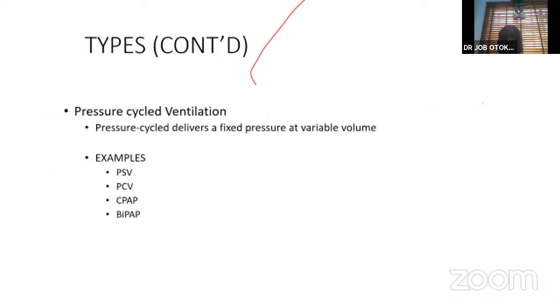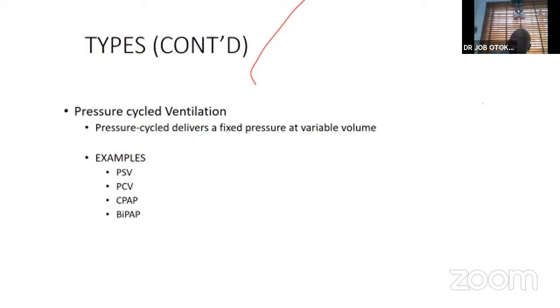Examples of pressure cycle ventilation. What I mean by pressure cycle ventilation is you are setting the pressure. This is the maximum pressure I want the machine to deliver to this patient. The machine delivers just that and does not exceed it. Examples are pressure support ventilation, pressure control ventilation, CPAP, and bi-level positive airway pressure. They're all forms of pressure cycle. What you set is just the pressure, and the machine delivers a volume.